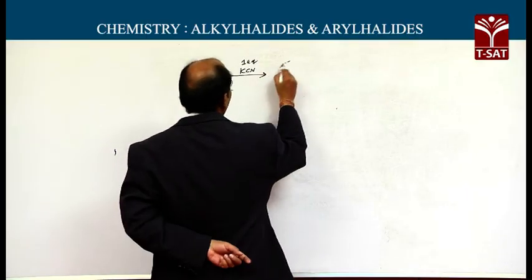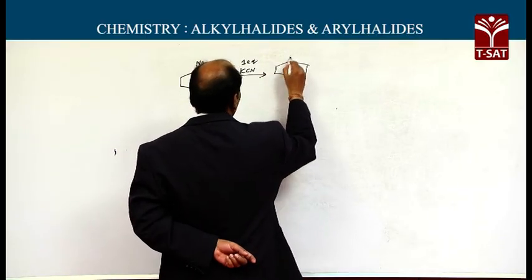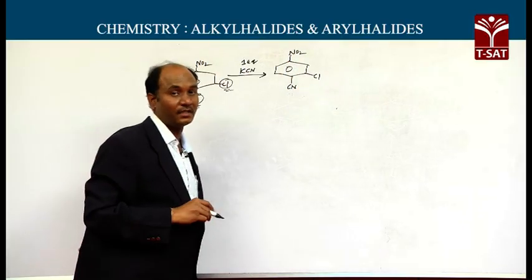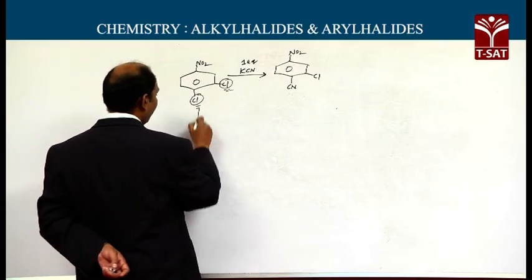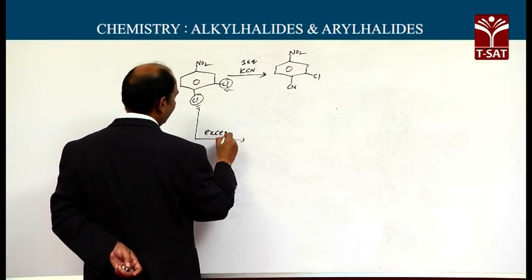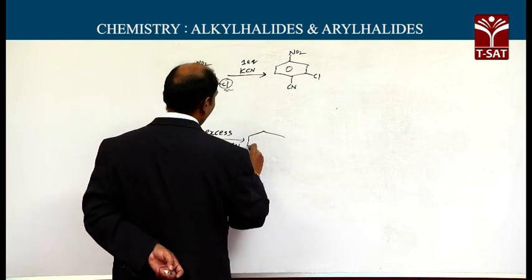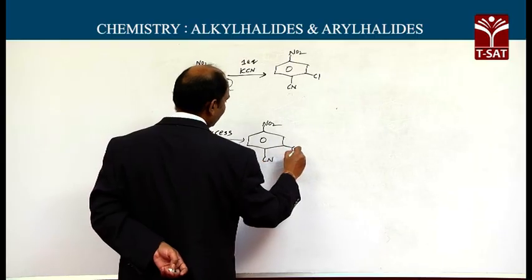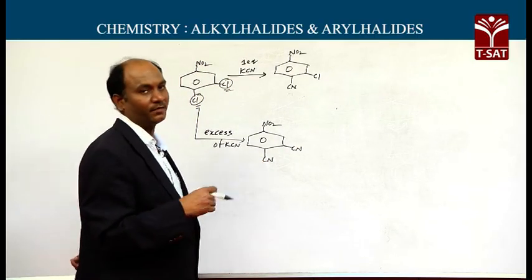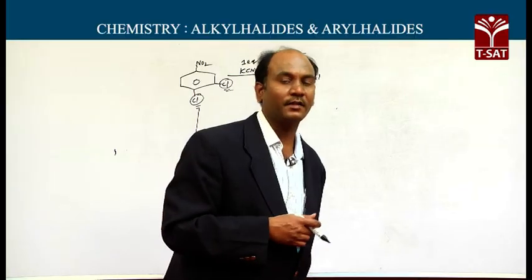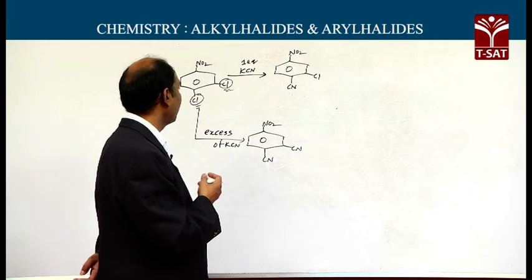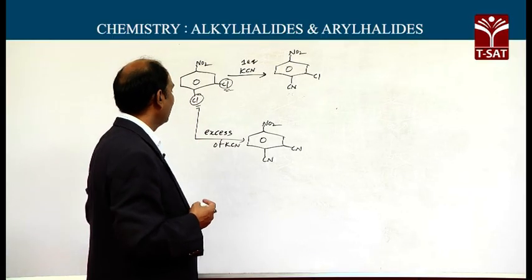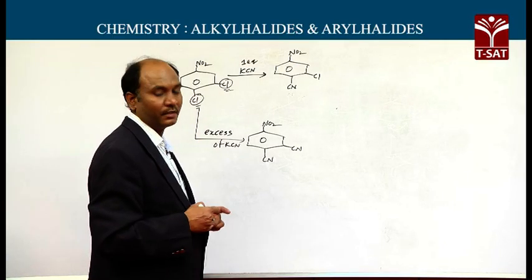So here we get the compound: this is NO2, here it is CN, here it is Cl. Suppose it is treated with excess KCN, what happens here? This is NO2, here it is CN, this is CN. In the previous examples we discussed that Cl minus is replaced by OH minus, but here Cl minus is replaced by CN. If you take one equivalent, this Cl is replaced, not this Cl. If you take excess CN, both Cls are replaced by CN.